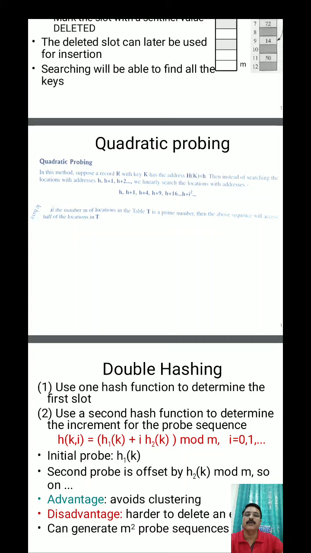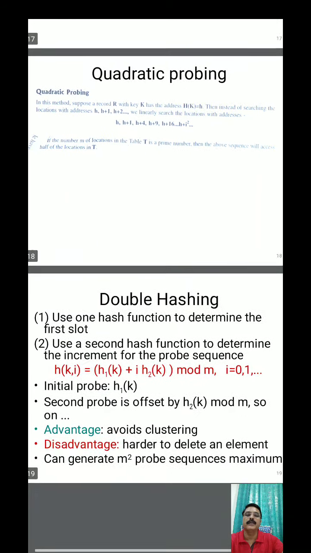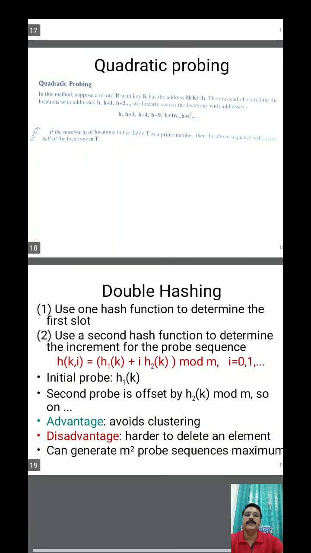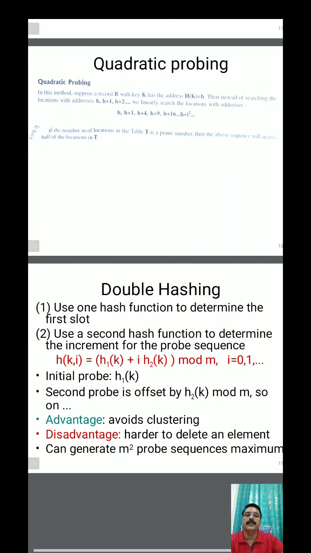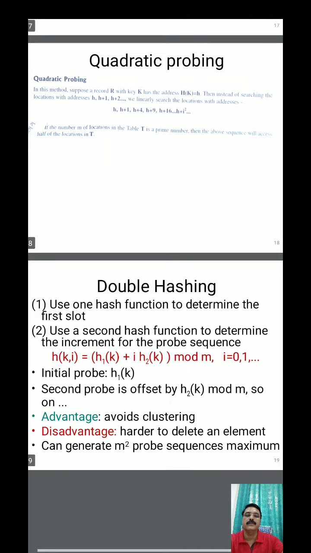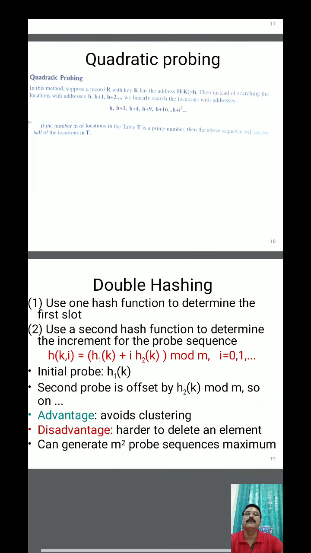The advantage of double hashing is that it avoids clustering, and the disadvantage is that it is harder to delete an element, and it can generate m square probe sequences at maximum. So that's about double hashing, and here we conclude the topic of hashing. Thank you.